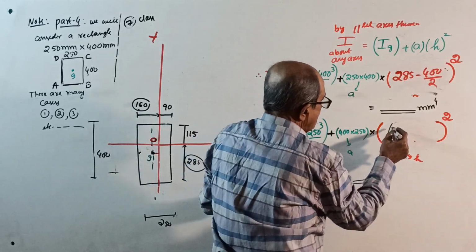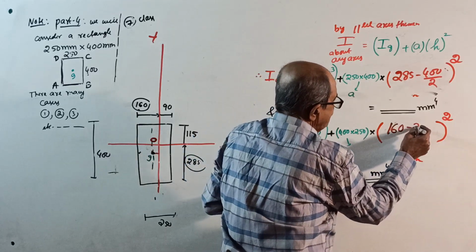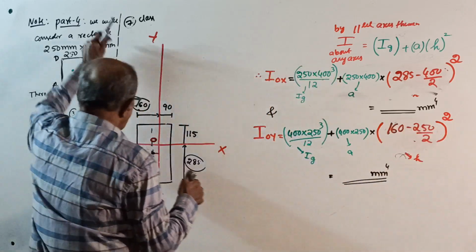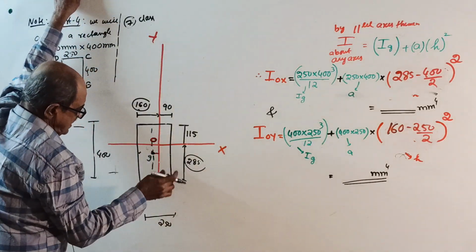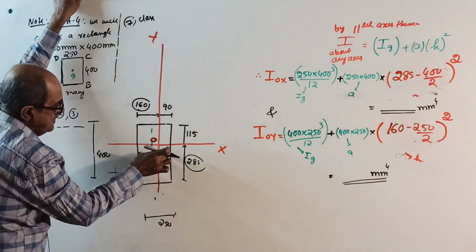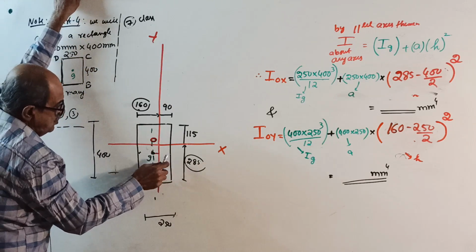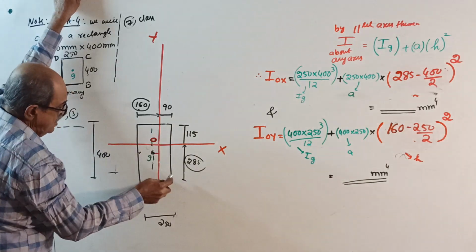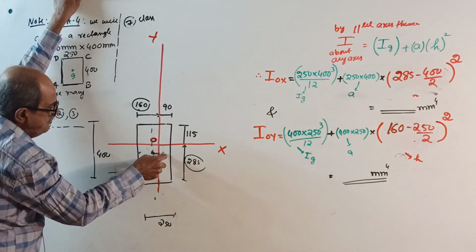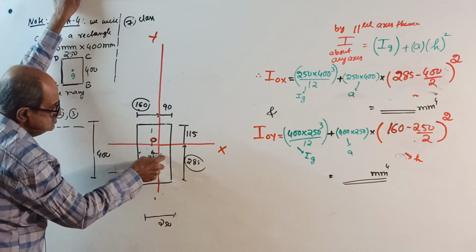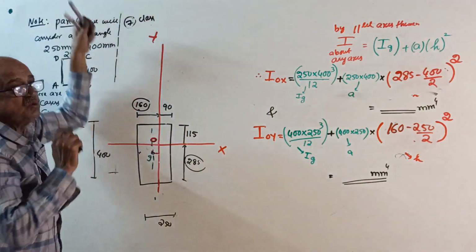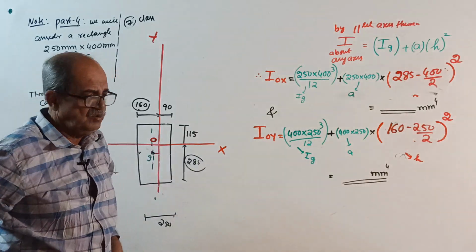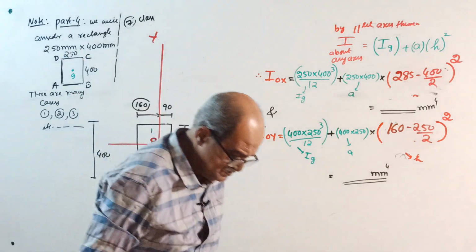160 minus 250 by 2 whole square, or you can do one thing, write that side. See, this is 250, and the centroid is at 250 by 2. You either write 160 minus 250 by 2 whole square, or 250 by 2 minus 90 whole square. You write both of them to understand. You get the answer. Okay, now the major part is over.